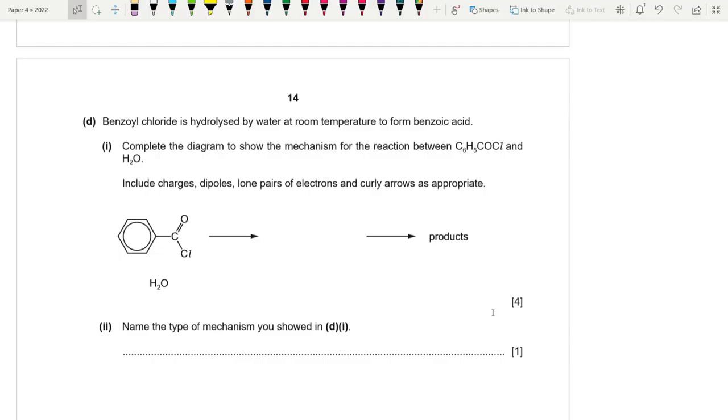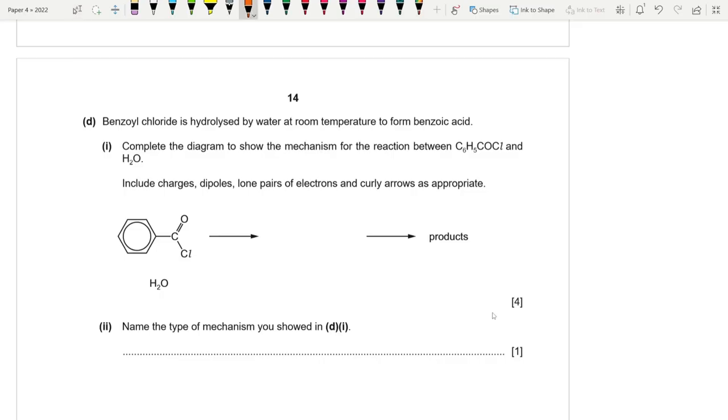Moving on. So benzoyl chloride is hydrolyzed by water at room temperature to form benzoic acid. Okay, so this is hydrolysis of acyl chlorides to form carboxylic acid. So this is a new mechanism that has been added this time onwards. It's called addition elimination. You can see this in my A2 organic in 40 minutes video if you haven't studied this already. But since this has been added in 2022, it is bound to show up in every question from now on, every variant, yeah?